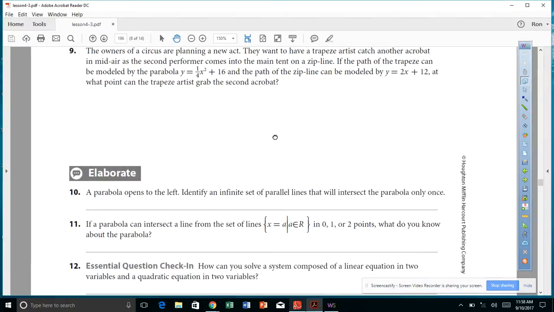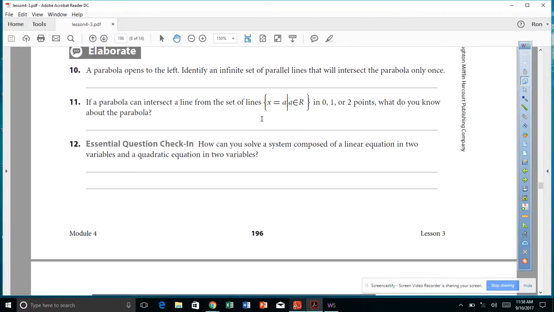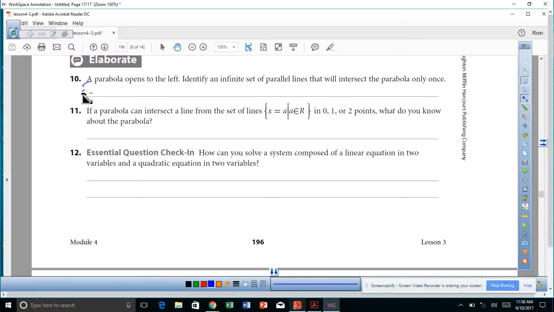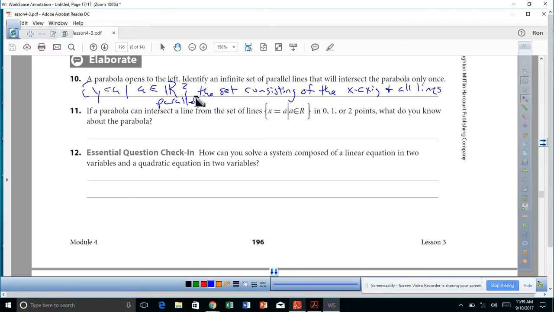All right. A parabola opens to the left. Identify an infinite set of parallel lines that will intersect the parabola only once. That would be y equals a, such that a belongs to the set of real numbers. And that's the set consisting of the x-axis and all lines parallel to the x-axis.